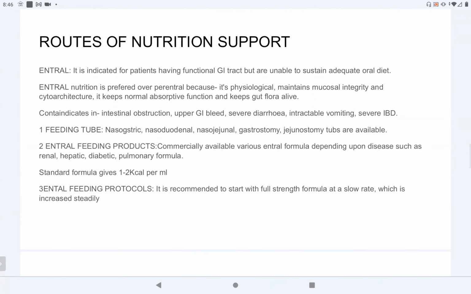Now, routes of nutritional support. Enteral route. It is indicated for patients having a functional gastrointestinal tract but who are unable to sustain an adequate oral diet. Enteral nutrition is preferred over parenteral because it is physiological, it maintains mucosal integrity and cytoarchitecture of the intestinal tract.